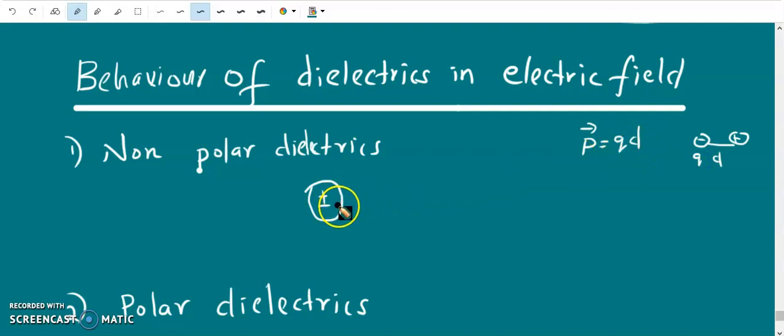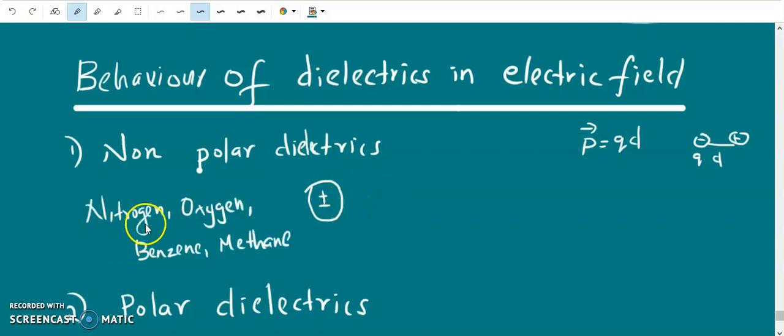But in the case of non-polar dielectrics, positive and negative charges coincide. So the separation distance between the positive and negative charge is 0, and therefore the net dipole moment is 0 in the absence of an electric field. Examples of non-polar dielectrics are nitrogen, oxygen, benzene, methane, etc.